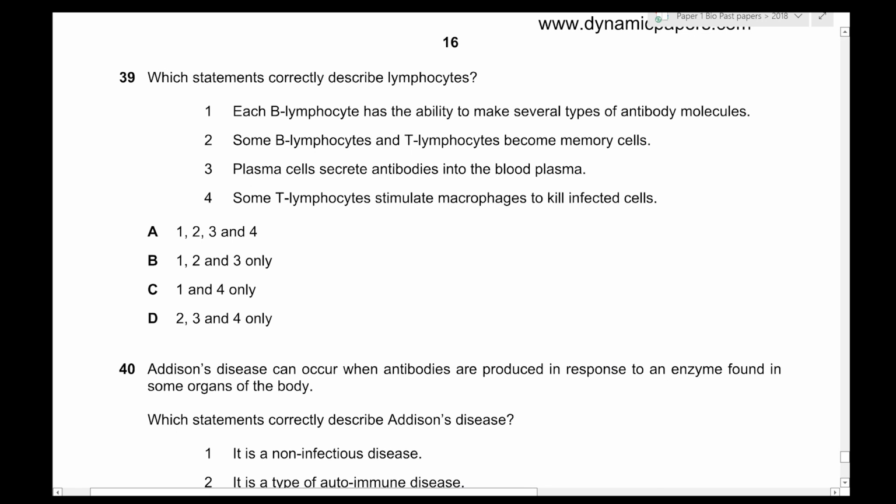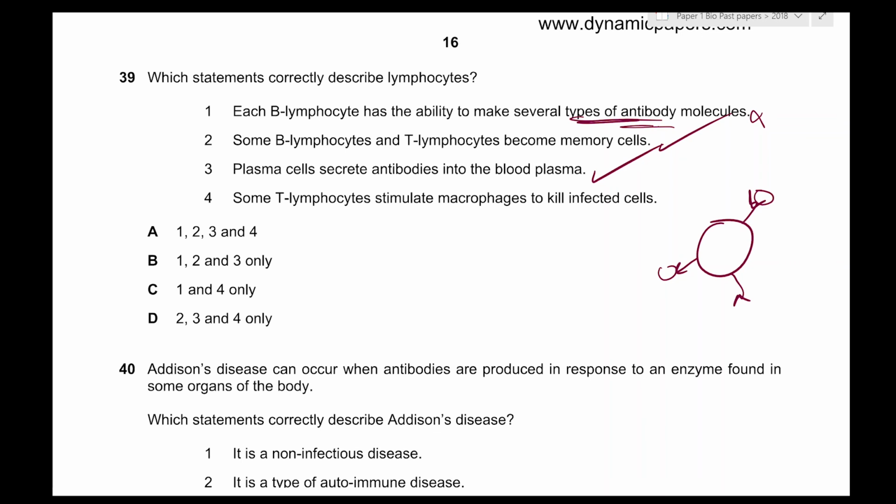Question number 39, which statements correctly describe lymphocytes? So 1, each B lymphocyte has the ability to make several types of antibody. This is incorrect. Each lymphocyte has cell receptors complementary to a specific antigen only. Therefore, it only produces a specific antibody for that complementary antigen. Therefore, this is incorrect. 2, some B lymphocytes and T lymphocytes become memory cells. Yes, there are memory B and memory T lymphocytes for a complementary antigen. 3, plasma cells secrete antibodies into the blood plasma. Yes, plasma cells do secrete antibodies.